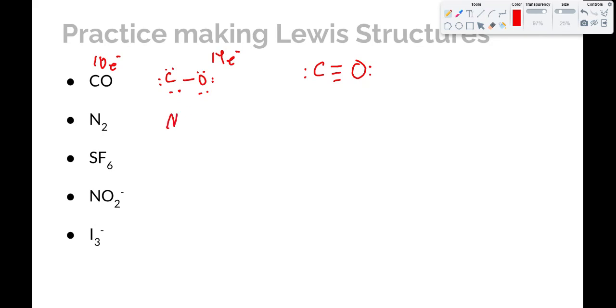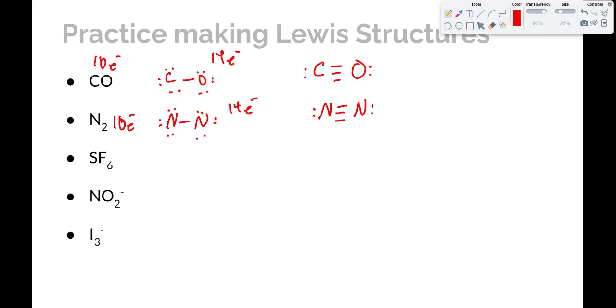Nitrogen, N2. Skeleton's easy. Fill octets. And we find that we have 14 electrons if we make the count. But we should only have 10 electrons again because each nitrogen is in column 5 and it gives 5 electrons. So once again, we're going to have to make a triple bond to reduce our electron count by 4, and each nitrogen will only have 1 lone pair.